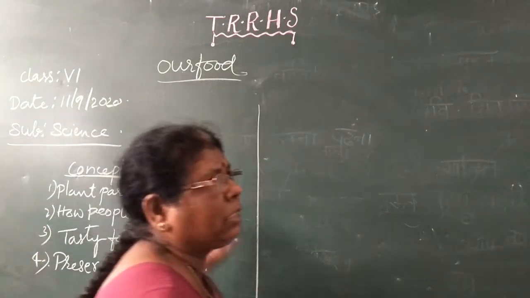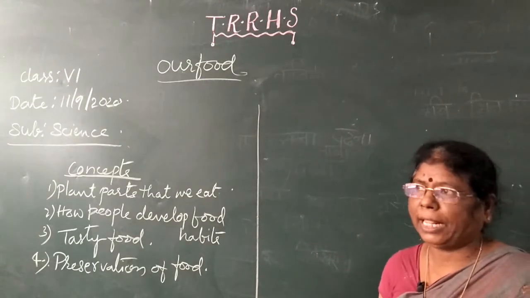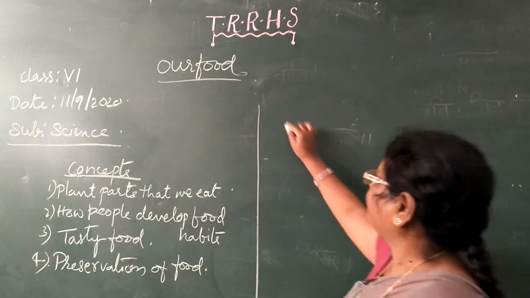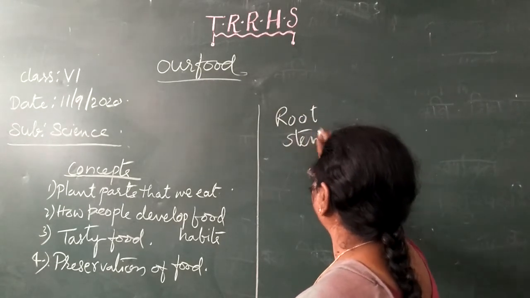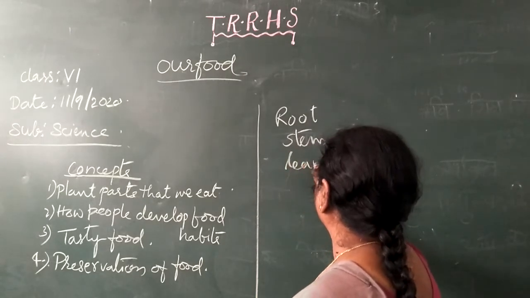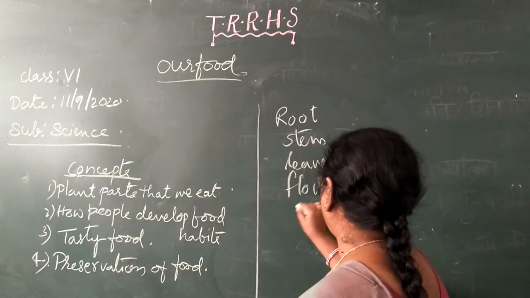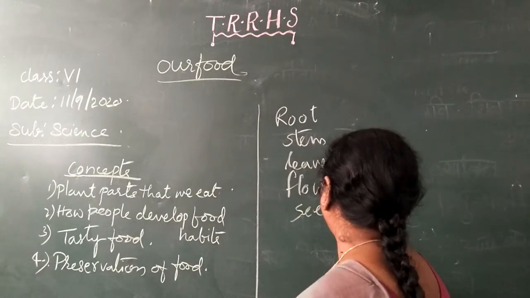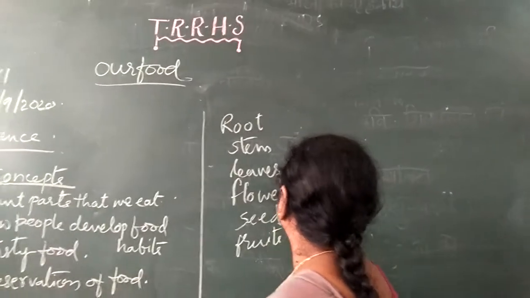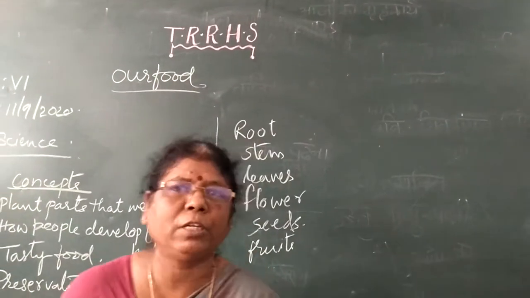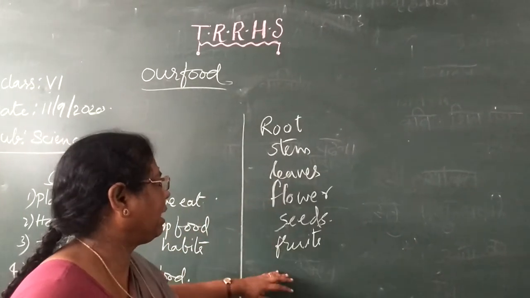We eat different parts of the plant, like root, stem, leaves, flower, seeds and fruits. We eat different parts of the plants like root, stem, leaves, flowers, seeds and fruit.